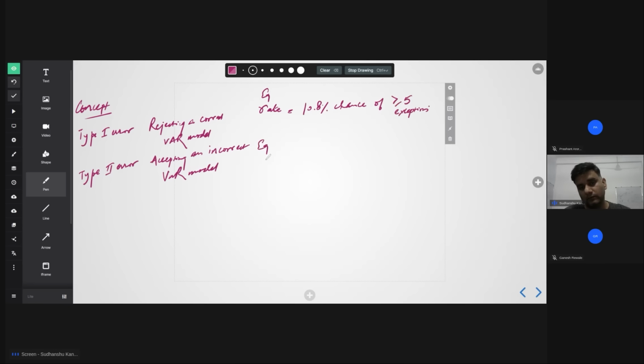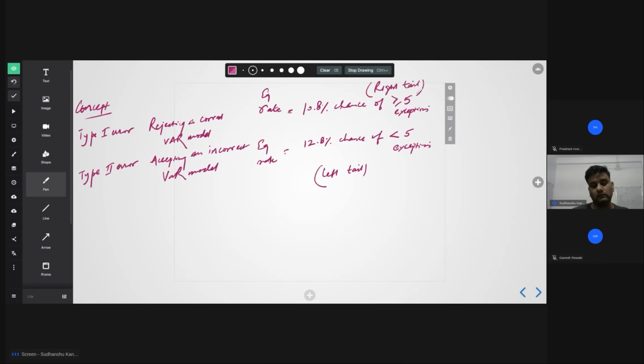Here an example of the rate is 12.8% chance of less than 5 exceptions. Here you are looking at the left tail. This is your left tail. This is your right tail. Right. So have an idea.